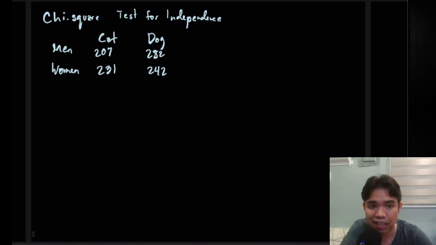cats and dogs. This is a study where you want to know if sex matters for the preference of the type of animal, either cat or dog. So whether men want dogs and women want cats compared to men. It's a very simple study, but the point of this example is just to show how to compute the chi-square test for independence manually.